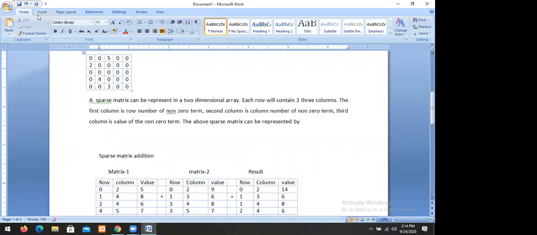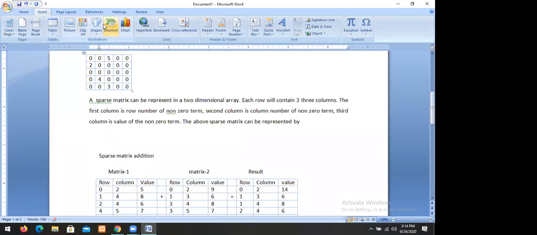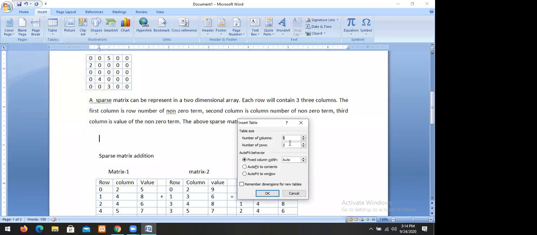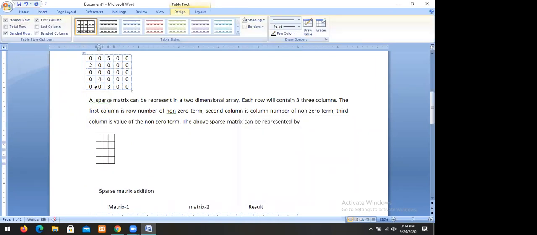For example, there are 3 columns and how many rows? There are 4 rows. So this will be represented as a, so we have the 0th column and what is the row? Second row, and what is the value? 5.